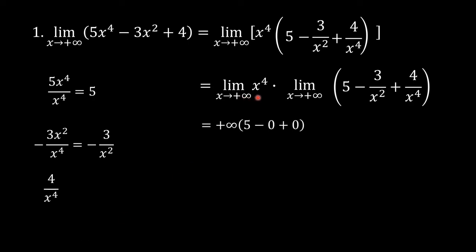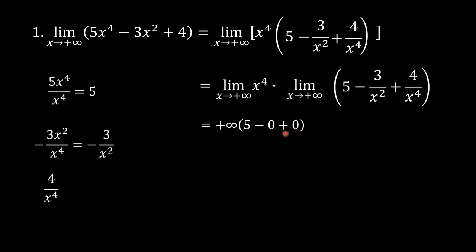The limit of x raised to the exponent of 4 as x approaches positive infinity is positive infinity. And the limit of 5 as x approaches positive infinity is 5 because 5 is constant. And the limit of 3 over x squared as x approaches positive infinity is 0, so minus 0. The limit of 4 over x raised to the exponent of 4 as x approaches positive infinity is 0, so plus 0.